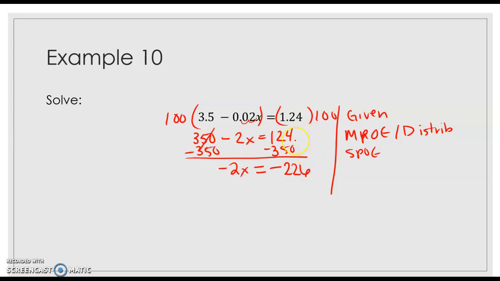From here, we're going to use that division property of equality, DPOE, and we are going to divide both sides by negative 2. And so then our negative divided by a negative becomes positive, and 226 divided by 2 is 113. And that's my answer.